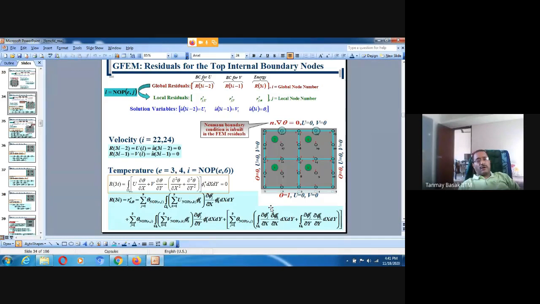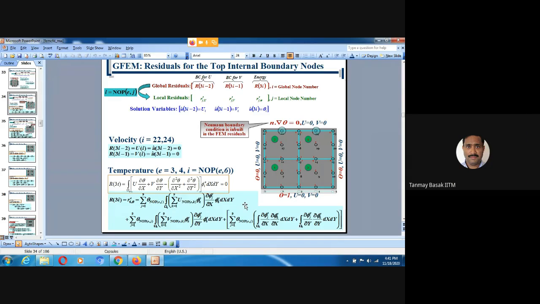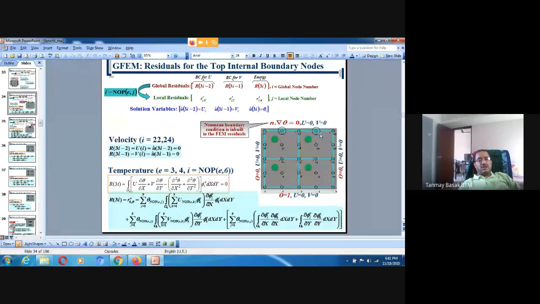So these are all the usual residuals for the Dirichlet conditions. Next we are talking about the top internal boundary nodes. These will not be that straightforward, because these are not Dirichlet conditions. Here we have a Neumann condition, that is n dot grad theta equal to 0, and you need to write the residual to get the algebraic equation. So this is the first time we'll be writing the residual for this case.